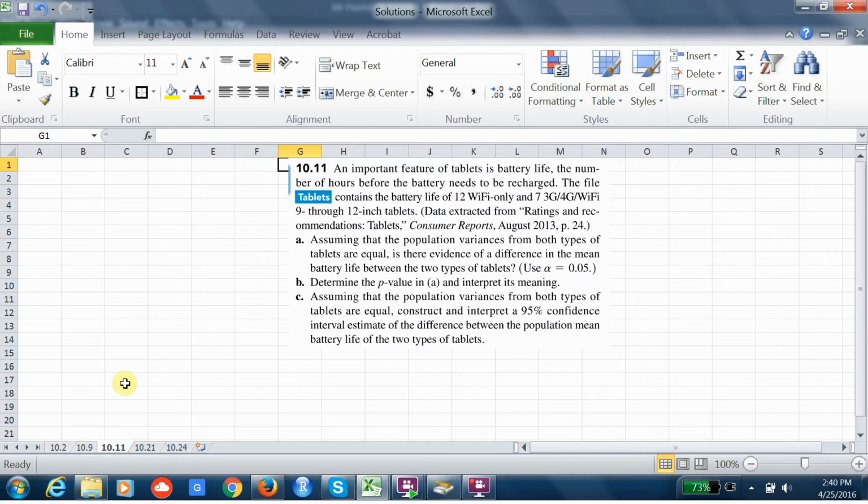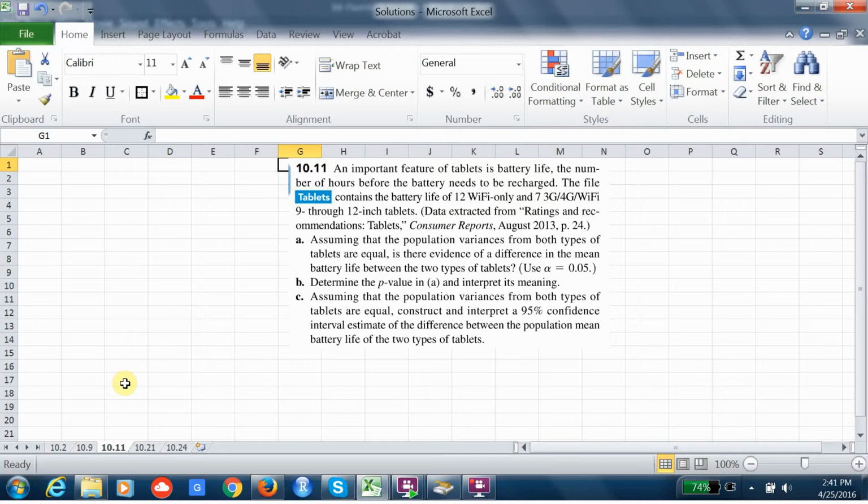Okay, so we want to look at the third problem in the homework, 10.11. It's talking about battery life. It says an important feature of tablets is battery life, the number of hours before the battery needs to be recharged. The file tablets contains the battery life of 12 Wi-Fi only and 7 3G, 4G Wi-Fi, 9 through 12-inch tablets.